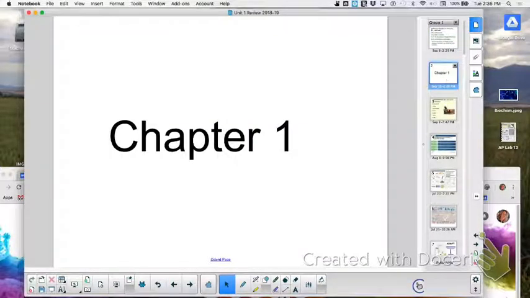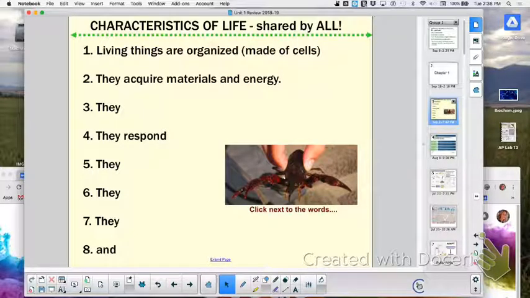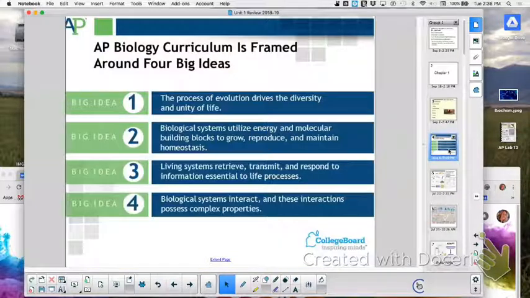So starting with Chapter 1, we went into the characteristics of life. I've got the answers covered up, but you know it, so do it with me. Living things are organized, made of cells. They acquire materials and energy. They maintain homeostasis. They respond to stimuli and reproduce. They grow and develop, and they adapt and die. Yay! All right.